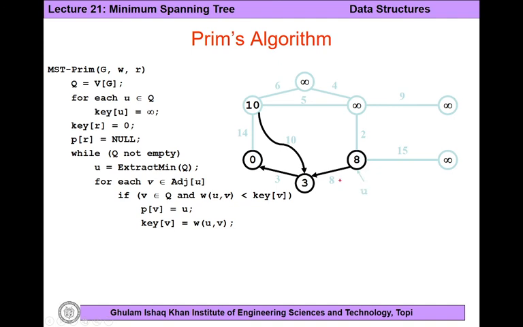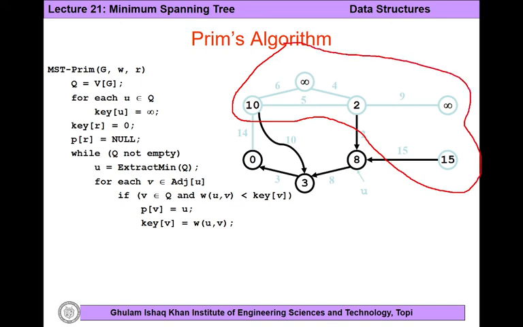Now the neighbors of 8 which are in the queue, 3 is also the neighbor, but it is not in the queue anymore. So this neighbor and this neighbor will be considered. Now if you see here, 15 is less than infinity, so here we will have 15, and 2 is less than infinity, so here we will have 2, right. So this is how, and parents will be updated as well. Now this is 2 and this is 18. Now in the remaining of the graph, the nodes which are in the queue, minimum key will be extracted. Now this is the minimum key.